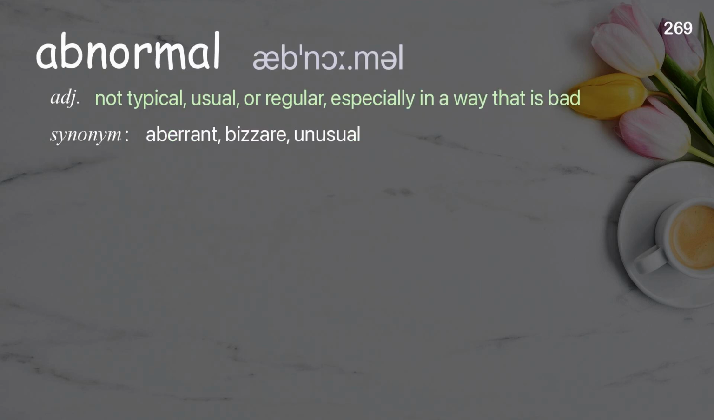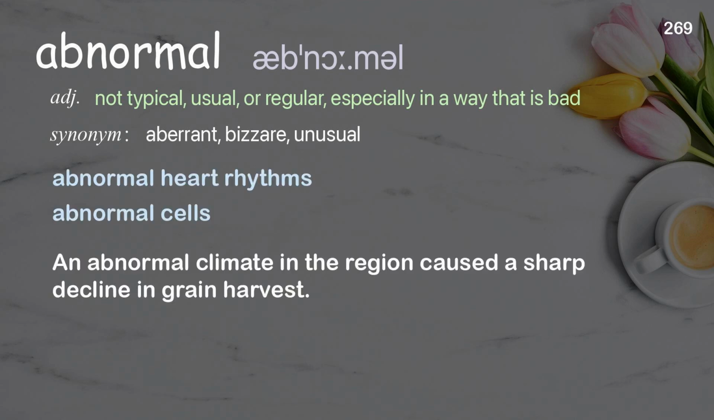Abnormal. Not typical, usual, or regular, especially in a way that is bad. Examples: abnormal heart rhythms, abnormal cells. An abnormal climate in the region caused a sharp decline in grain harvest.